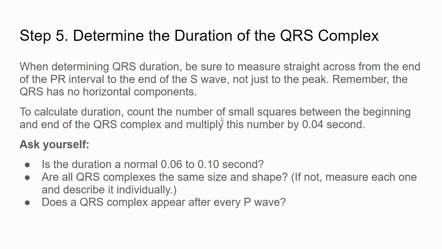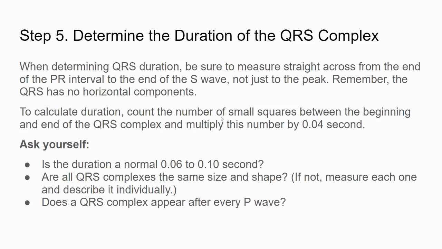Step 5 is determine the duration of the QRS complex. When determining QRS duration, be sure to measure straight across from the end of the PR interval to the end of the S wave, not just to the peak. Remember, the QRS has no horizontal components. So to calculate duration, count the number of small squares between the beginning and end of the QRS complex and multiply this number by 0.04.